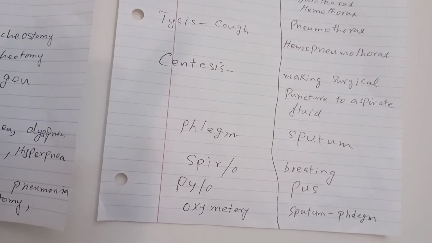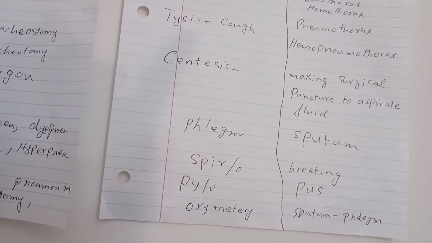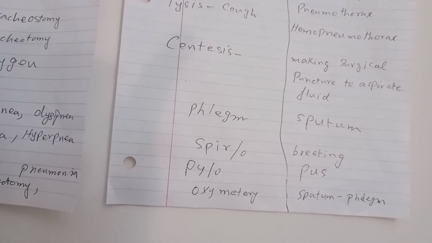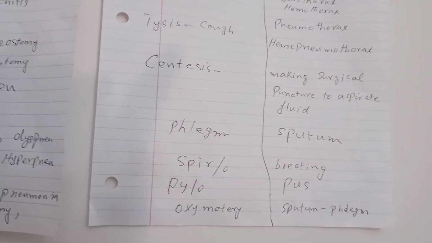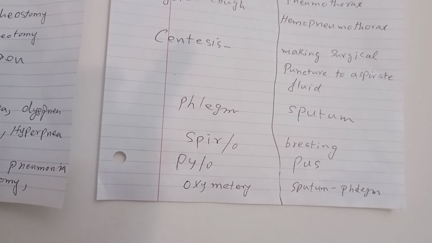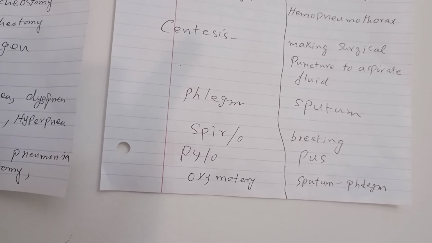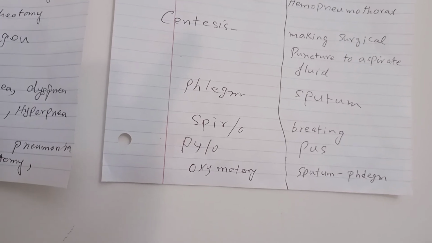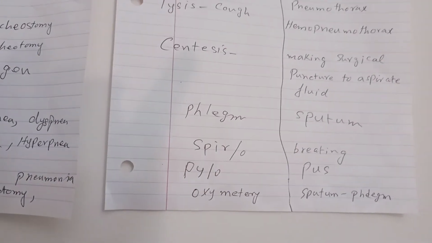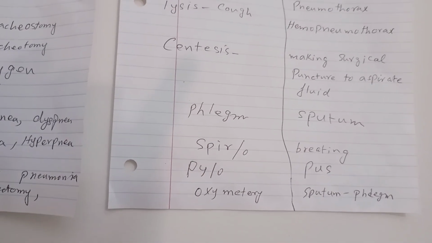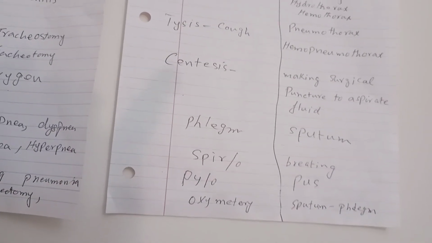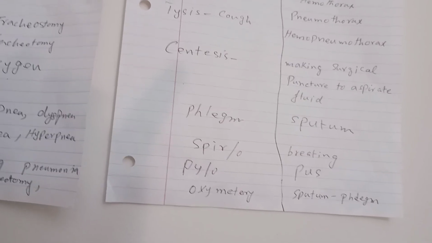The next word root is pyo. Pyo means pus. The word can be pyothorax. Pyothorax, pus in the chest. It is also known as empyema chest. Because it is not treatable by antibiotics alone, we have to aspirate this pus from the chest and then put the patient on antibiotics to stop the further formation of pus.